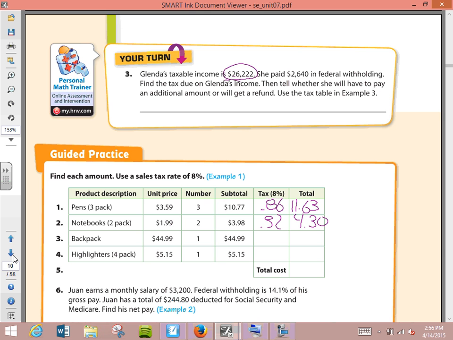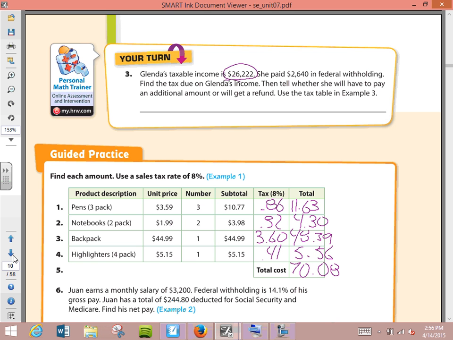And the next one? 3.60. And the next one? Total? So what is the total? $70.08. This is literally, you just do a little P over W for all of them. And that's it. You do it individually.